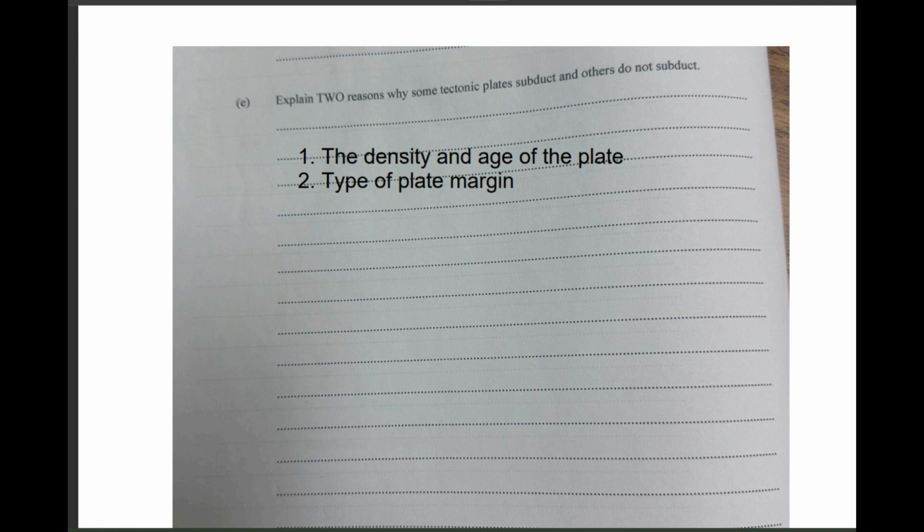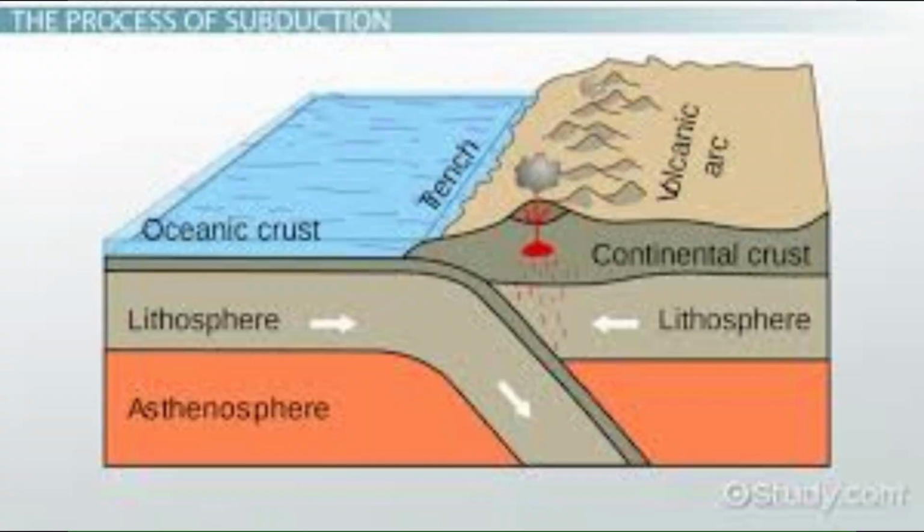Then you can talk about the type of plate margin. Subduction only takes place at convergent plate margins, and oceanic crust are the ones that subduct. Once you were able to explain just two reasons why some tectonic plates subduct and others don't, a total of 8 marks should be yours, and a total of 30 marks should be yours once you were able to answer all questions.